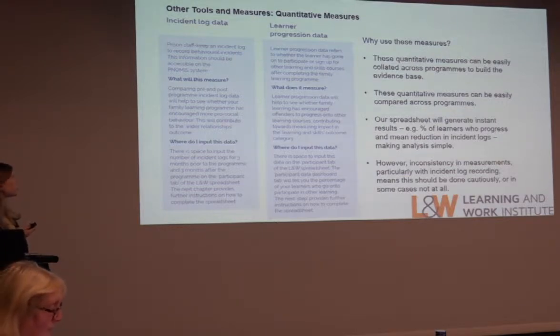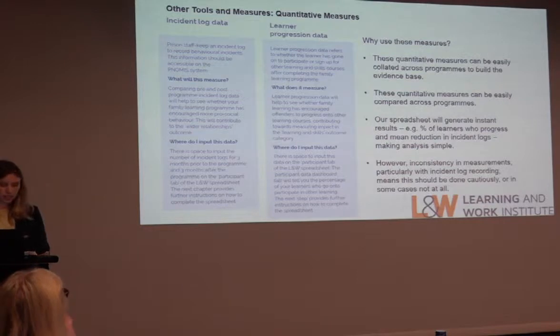And then we've got the incident log data, which we have been using as a proxy measure for improvement in behaviour. We came up against quite a few issues here in terms of the inconsistency of how it's measured across different prisons and by different officers. So again, this should be done cautiously, or in some cases not at all, but it's an option. It's an option there for something we've come up with and that's embedded in the spreadsheet.